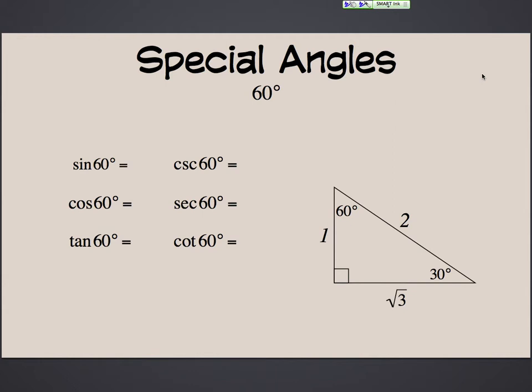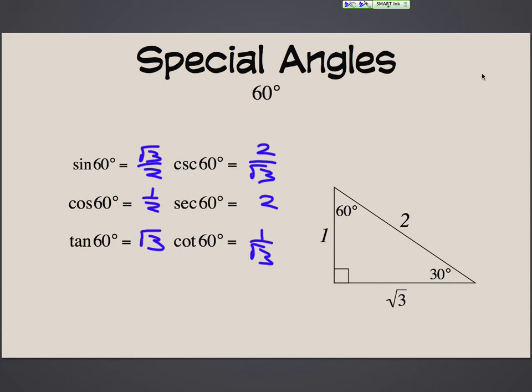Okay, but now what is my opposite side? Radical 3 is my opposite side, and what is my adjacent side? 1. So, sine is opposite over hypotenuse, so now sine of 60 is what? Radical 3 over 2. And cosine of 60 is going to be 1/2. Then once I get those two, I can get the other 4. Tangent's going to be radical 3, and take the reciprocals.